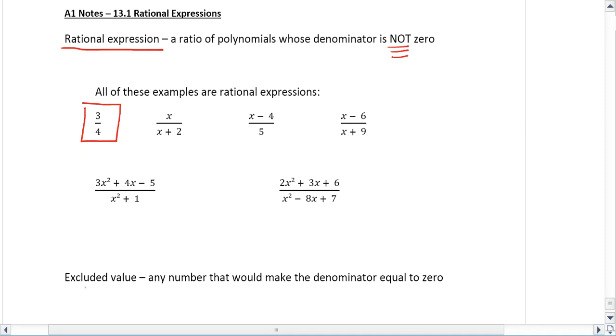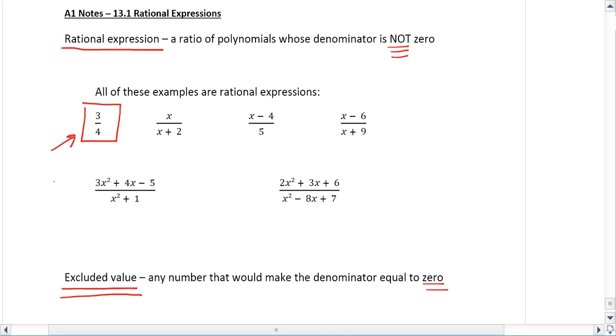Now there's something that is very important to get straight right from the beginning. We have to be able to find excluded values. These rational expressions might not exist everywhere. In fact, they do not exist where any number would make the denominator equal to 0. And we need to be able to find these excluded values. Some rational expressions don't have an excluded value.